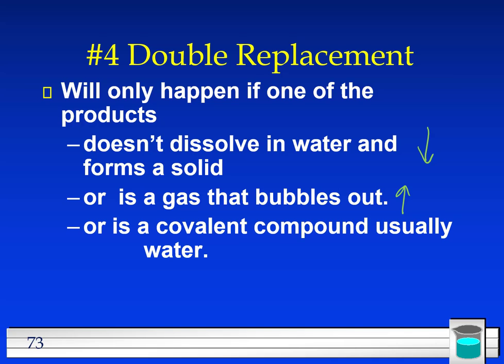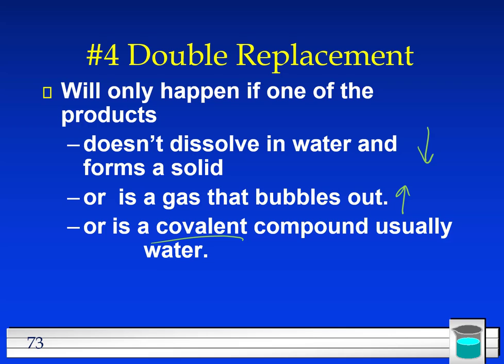Okay. Third way is you make something that's not ionic anymore. You make something covalent. And usually you can expect it to be water. If something makes water, that water is no longer ions in solution, it's the water. It doesn't have a charge anymore. You've taken it out of solution.